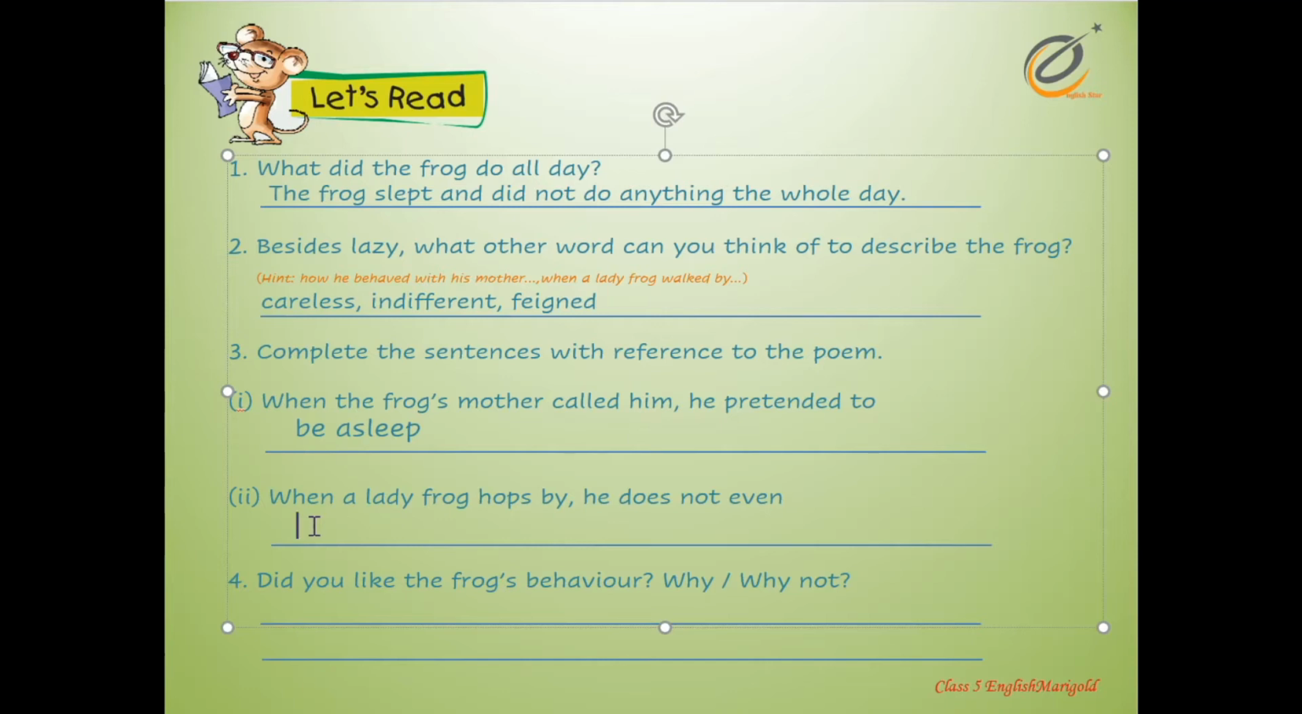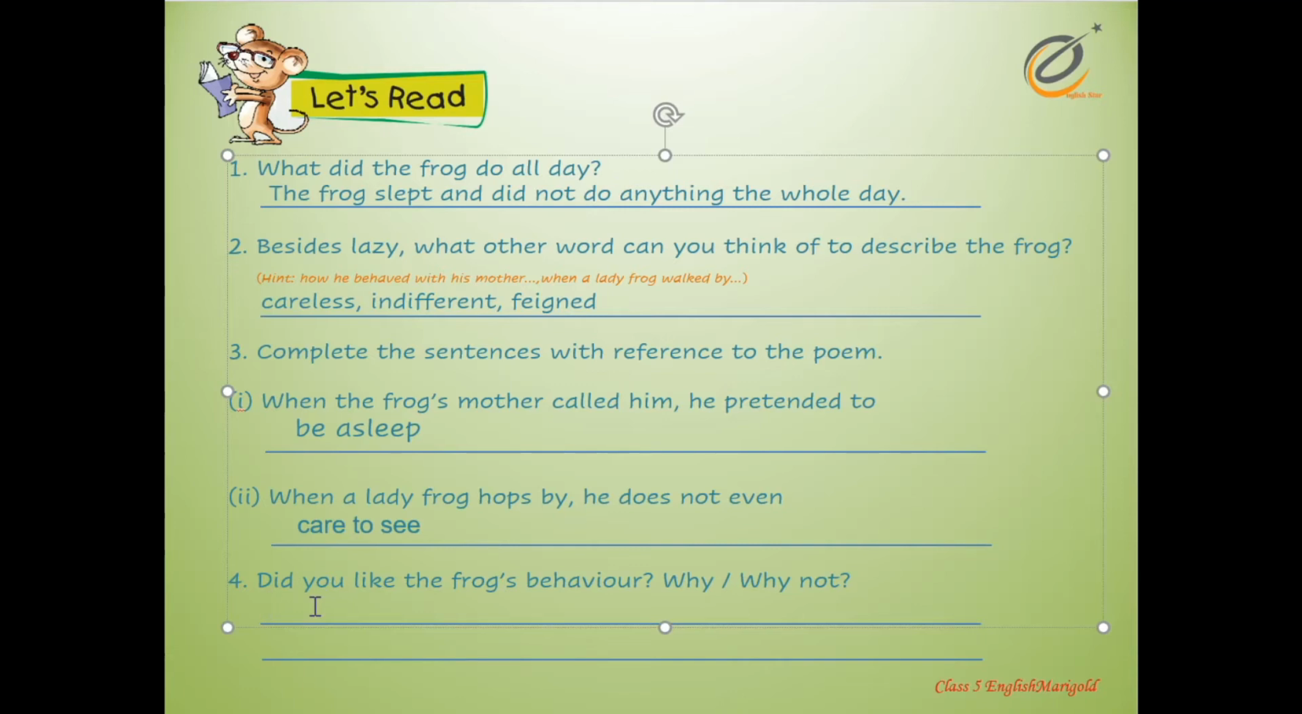You may go back to the poem and find out the answer of this one. When a lady frog hops by, he does not even care who is passing by. So he does not even care to see. Right?